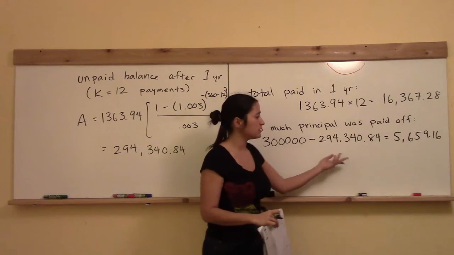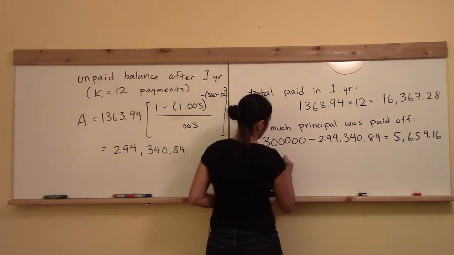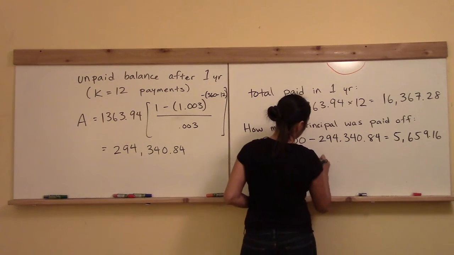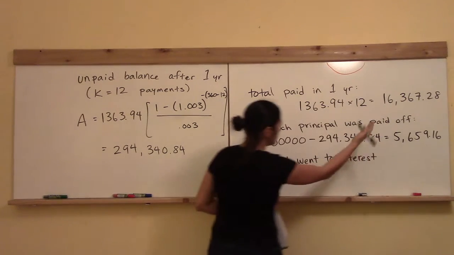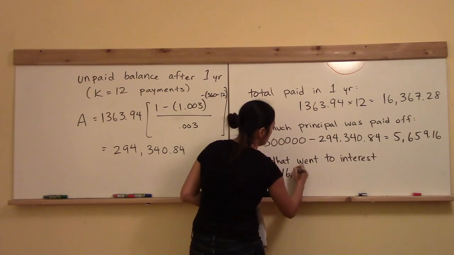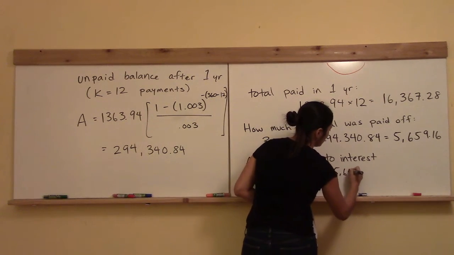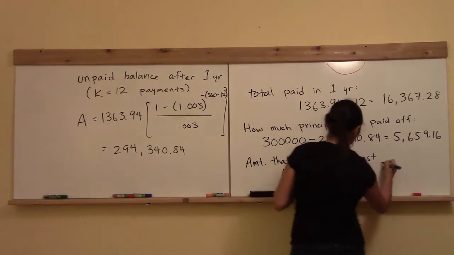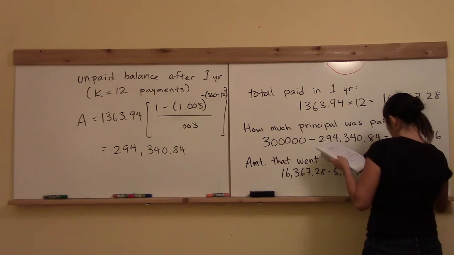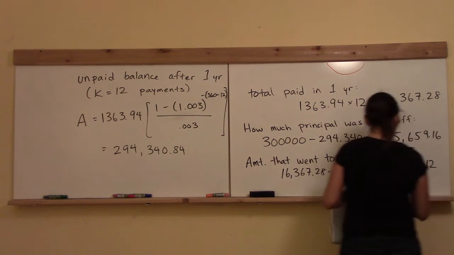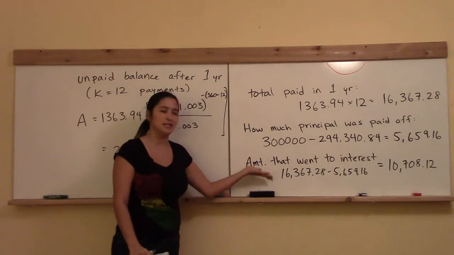Where did that other money go? That's just the amount that went towards principal. Oh, sorry, that went to interest charge. The amount that went to interest charge was the difference between those two numbers, so the total amount she paid, subtracting off the amount that went towards her principal. So the total amount that went to interest, $10,708.12. Sorry, I keep saying principal, just towards the interest, okay?